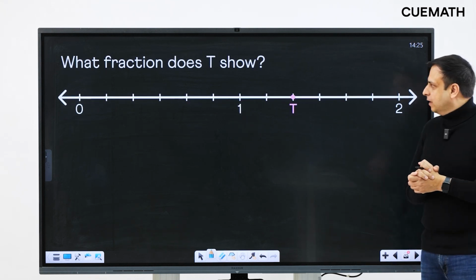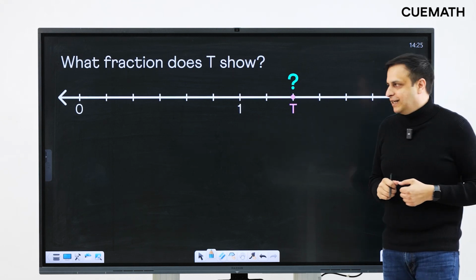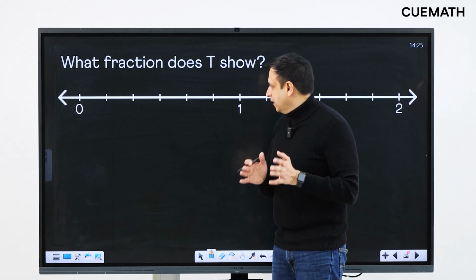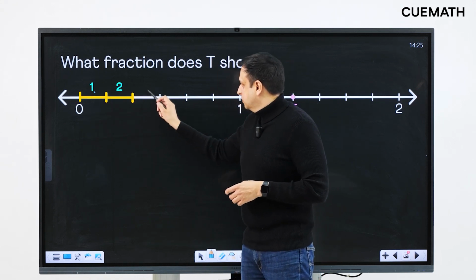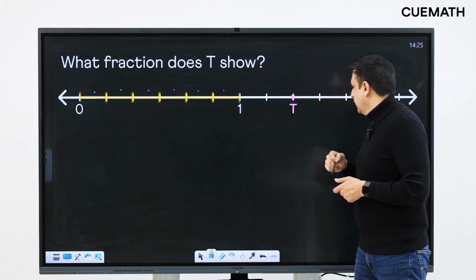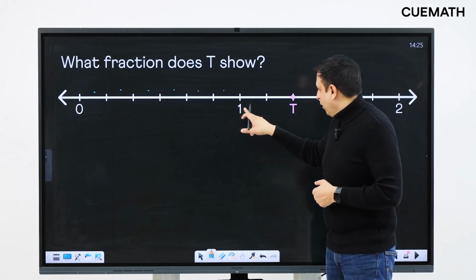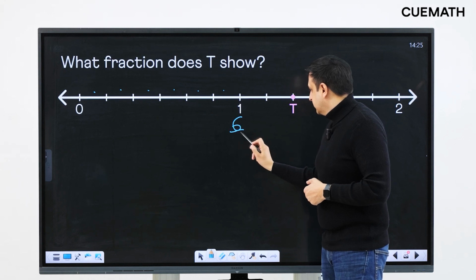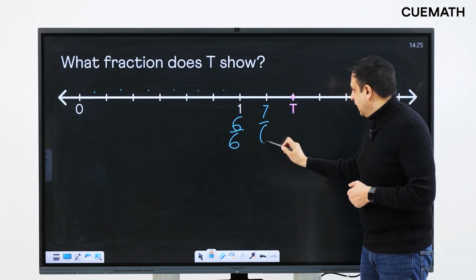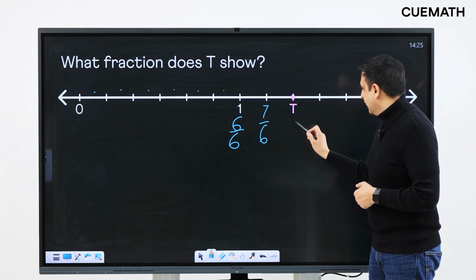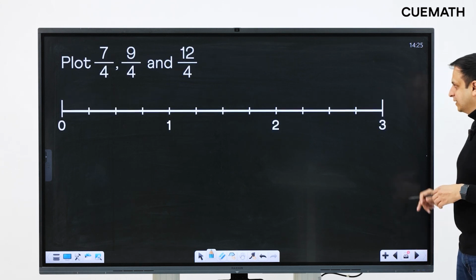Okay, let's keep going. What fraction does T show? So this point here, what fraction does it show? Let's look at the division. Between 0 and 1, this unit interval has been divided into 1, 2, 3, 4, 5, 6 equal parts. Similarly, the interval between 1 and 2 has been divided into 6 equal parts. Therefore, point 1 will be the whole fraction 6 over 6. What do you think this point will be? This point will be 7 over 6. And what do you think this point will be? Point T will be 8 over 6. So 8 over 6 is our answer.